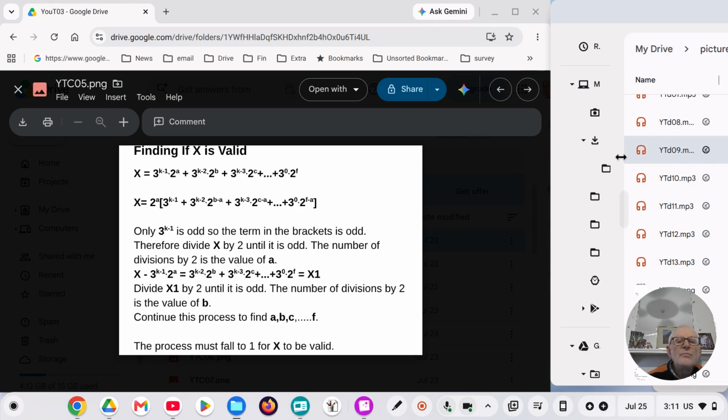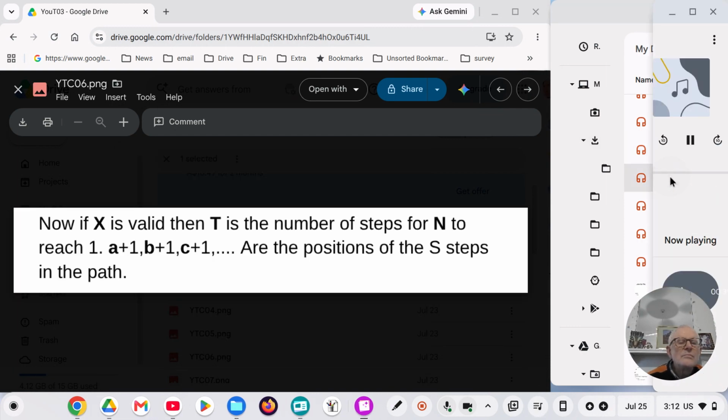It's very quick. If you do it on a computer, it will only take a fraction of a second to determine whether x is valid or not, even if you've got a lot of terms. And if you have the values of a, b, c, etc., just add 1 to a, b and c, etc., and these are the positions of the s steps in the path from n to 1. You know the value of t, so fill in the other steps with d.